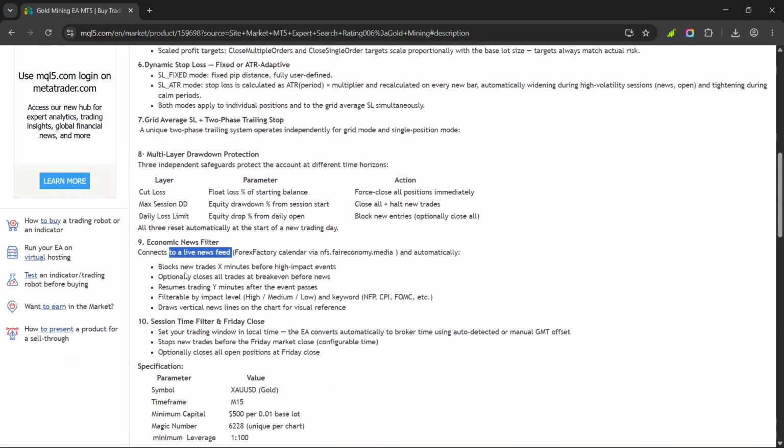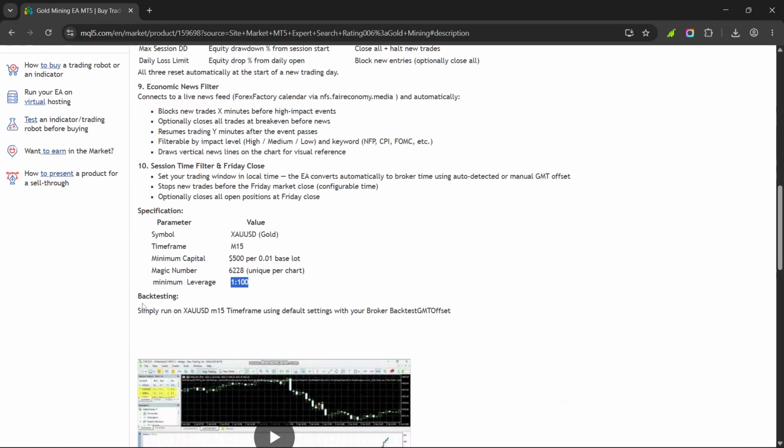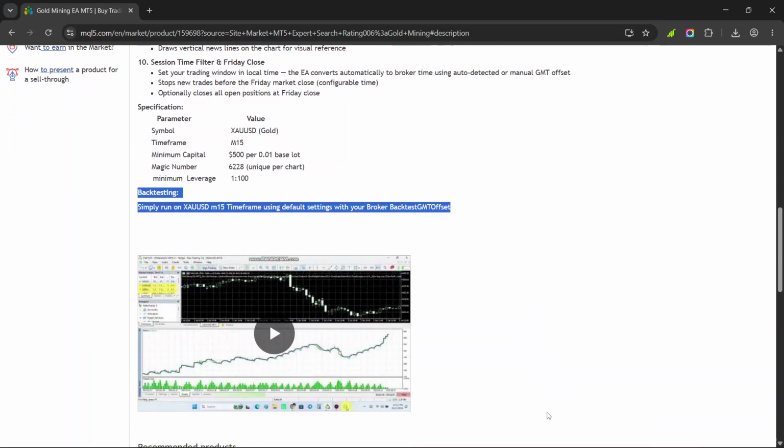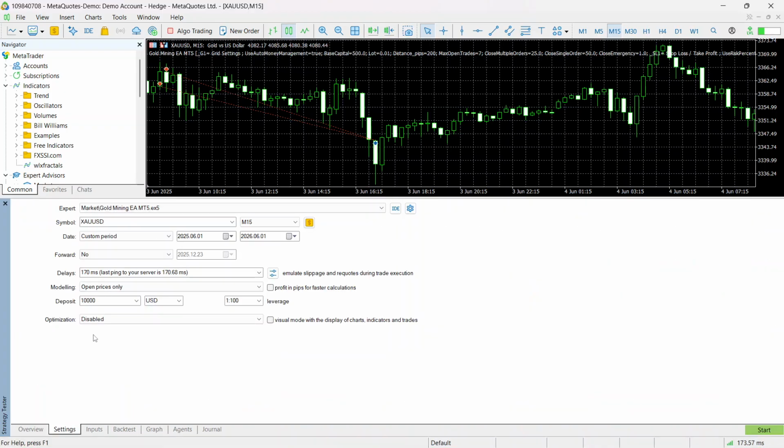Now, for the specification, before we move on to my backtest result, they claim it works better on Gold USD on the M15 time frame with a 0.01 base lot and a minimum leverage of 1:100. As you can see here, simply run on Gold USD M15 time frame using default settings. Let's go over to my backtest results.